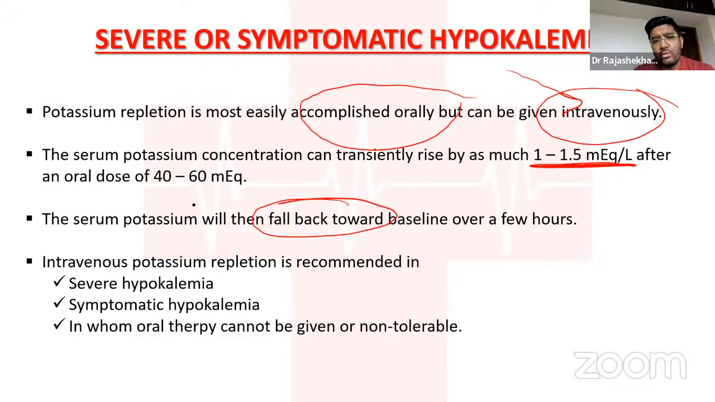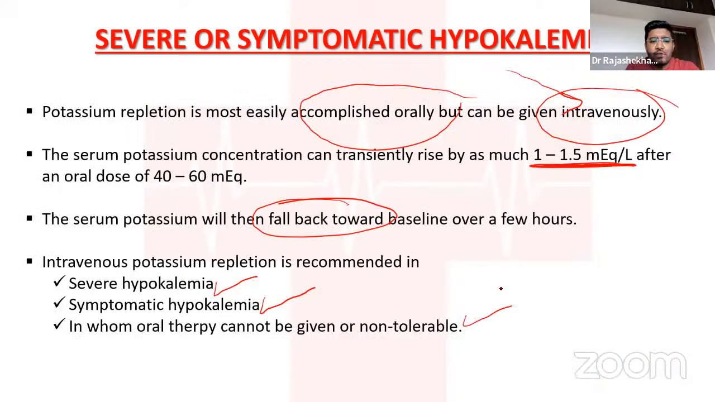So if you want to consider intravenous potassium repletion, there are only some situations: if the patient is having very severe hypokalemia, or symptomatic hypokalemia, or presenting with ventricular arrhythmia, you cannot just wait for the oral drug to act. You need to act through the intravenous route. Then there are patients in whom oral therapy is not tolerable. Sometimes oral pot chlor may be very difficult to palate. So if the patient is having severe vomiting constantly, then you can consider giving IV therapy.